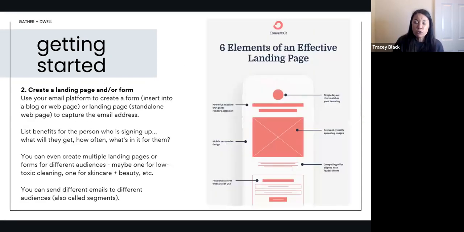So after you choose your email platform, number 2, you're going to create a landing page. Your landing page is going to be your spot to collect the emails. A landing page and a form are the same thing. Often a form is inserted into a web page of some sort. Maybe you had a business website, right? You can insert that form right into your business website, but essentially they do the same thing, okay? They're capturing those email addresses.